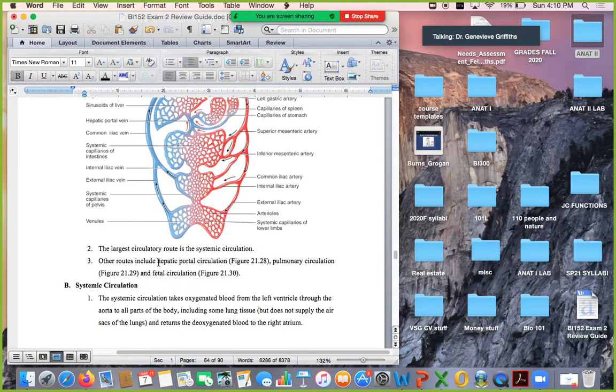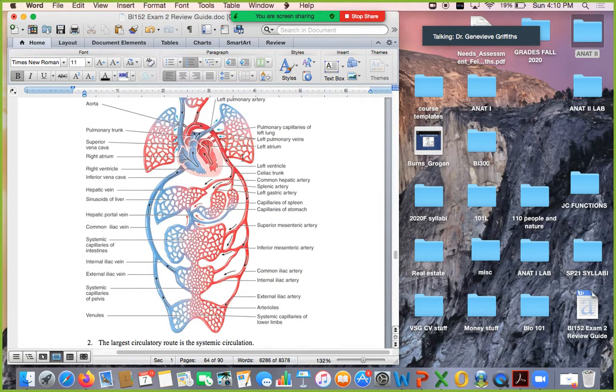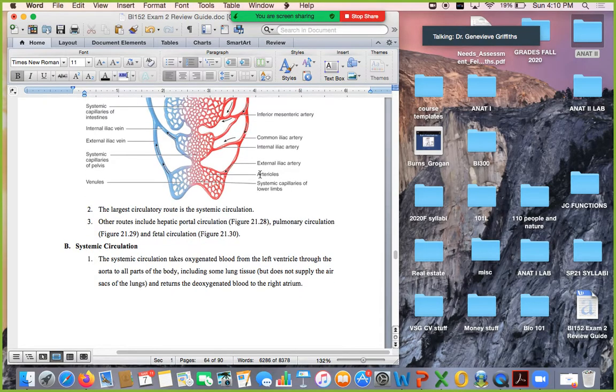But we also have hepatic portal circulation, which feeds into the liver and allows for blood filtration. Pulmonary circulation, which again is going to feed out to the lungs. Coronary circulation and fetal circulation, which we will discuss but is not tested.